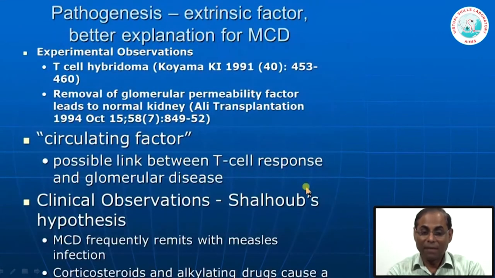Now, this is the intrinsic factor we talked about. There are also several extrinsic factors which are described as associated with minimal change disease. An example is the experimental observation you can refer to: T cell hybridoma, when produced in a mouse model, leads to heavy proteinuria. So, that means T cell activity may also be related to the development of minimal change disease. Then removal of the glomerular permeability factor was described, but we do not know exactly what that factor is, and that sometimes reduces the degree of proteinuria.